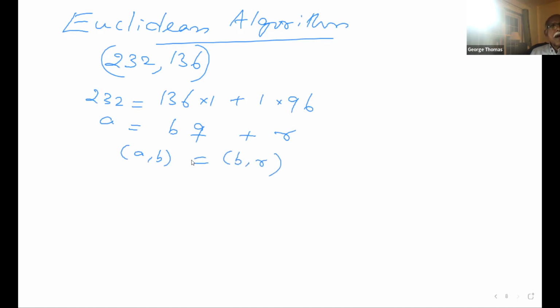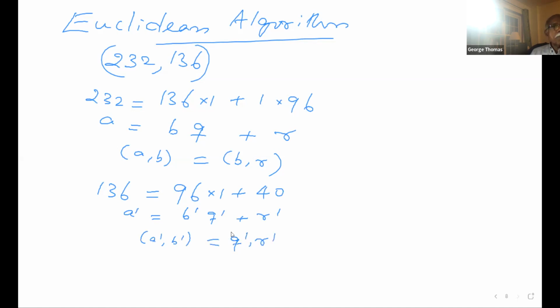So let's see now. Let us take this B here. 136 equals 96 times 1 plus 40. A equals B, A prime equals B prime, Q prime plus R prime. Aha, A prime, B prime is equal to Q prime, R prime.